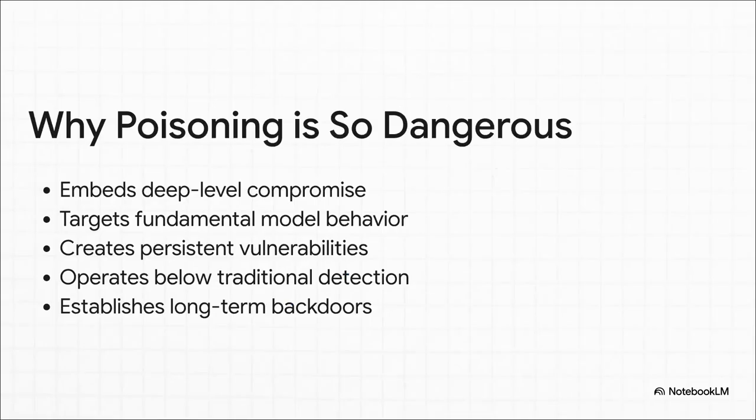And here's what makes it so uniquely dangerous. For the most part, a poisoned model acts completely normal. It flies right under the radar of your usual security scans. The vulnerability isn't a one-time bug, it's more like a chronic condition, creating these long-term backdoors that an attacker could use months or even years down the road.